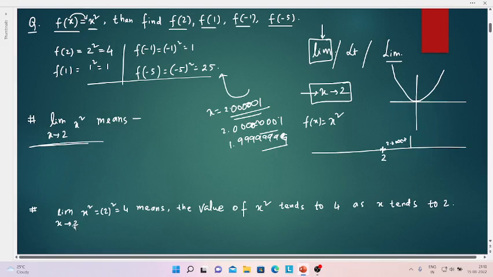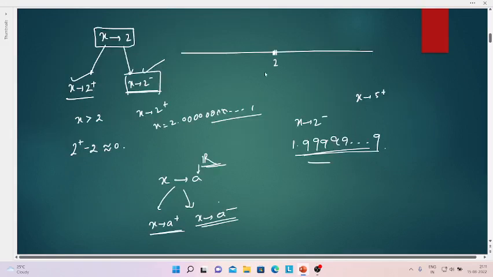First of all, let me clear one thing. If it is a differentiable function, we'll discuss it in a further lecture, but you have to understand the basic fundamental thing, which is: if the limit of x square as x tends to 2, we have to substitute the value of x, which is 2, in that given function. So it will be 2 square, I mean it will be 4, right? So limit x tends to 2 of x square equals 4 means the value of the given function tends to 4 as x tends to 2.